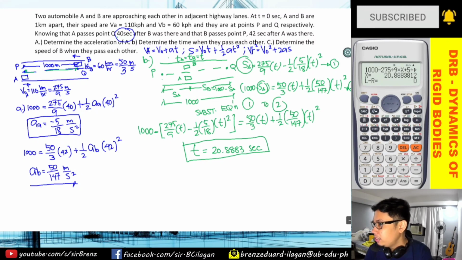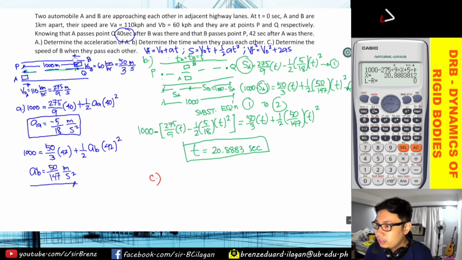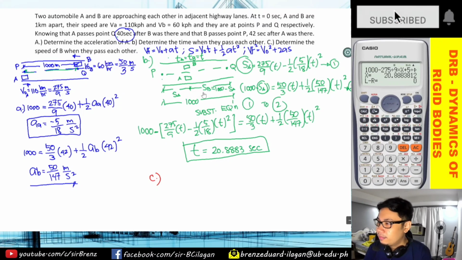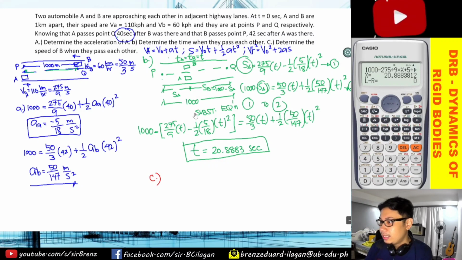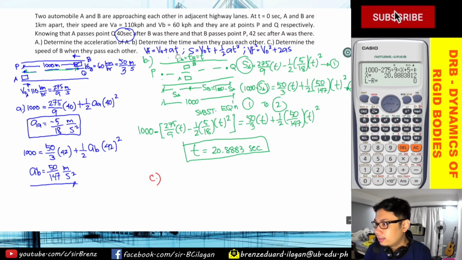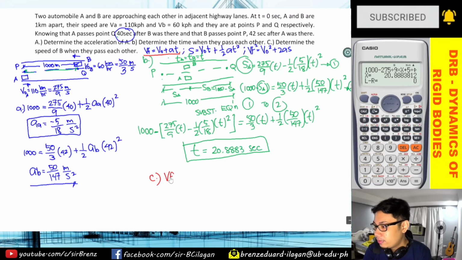So, for letter C, ano ba ang tinatanong sa letter C? So, determine the speed of B when they pass each other. Okay, so, alin nga si Carby? Ito nasa taas. So, alin ba dyan na maganda gamitin? Okay, so I think pwede natin gamitin lahat. Pero pinakamadali is ito na. Gamitin natin yun.